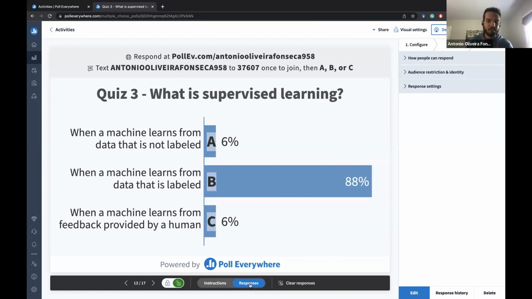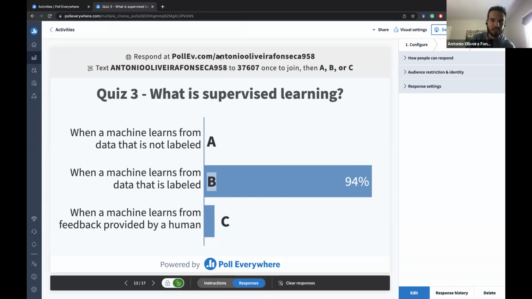The majority believes it is when a machine learns from data that is labeled. Okay, I see some people changing their minds. I hope this is clear: when it's unlabeled data, that's not supervised, because to be supervised you need ground truth data.